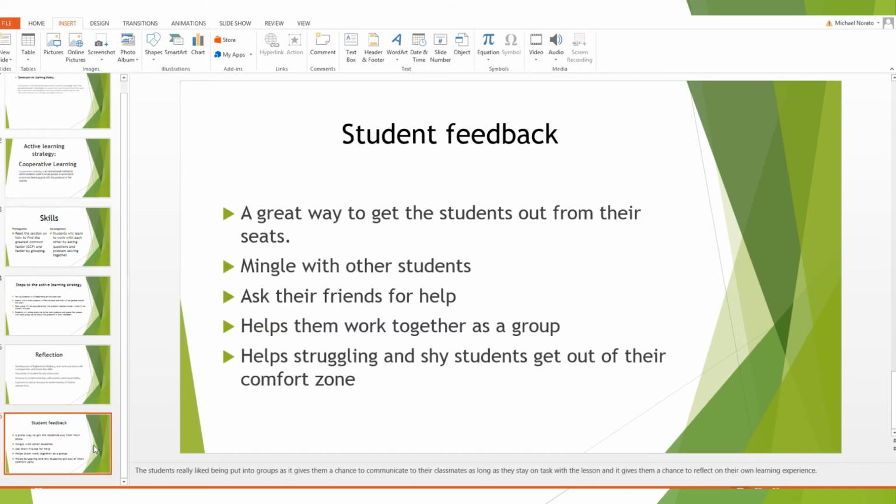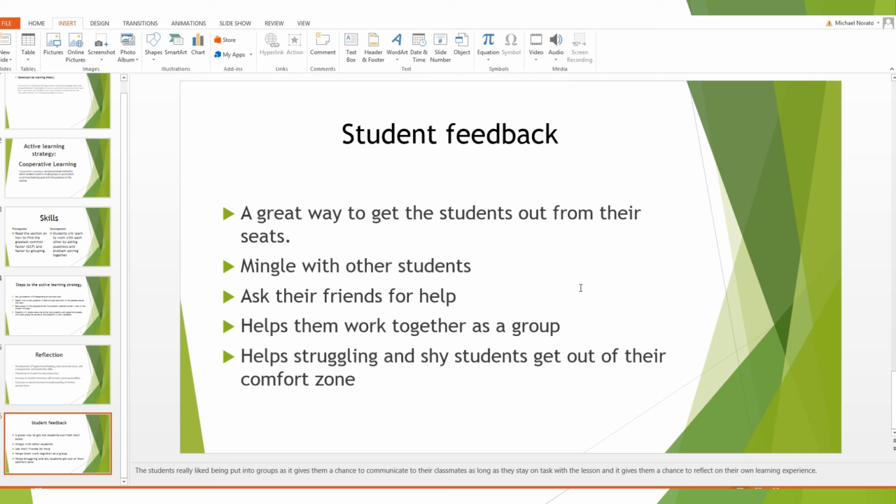And some of the student feedback, one of my favorites, is that it's a great way to get out of our seats. Students tend to like to be active sometimes, and it gives them the chance to burn some of that energy off by getting out of their seat and working on the problem. Also, this goes hand in hand with mingling with other students. As long as they stay on task and do the work, there's no problem with that.